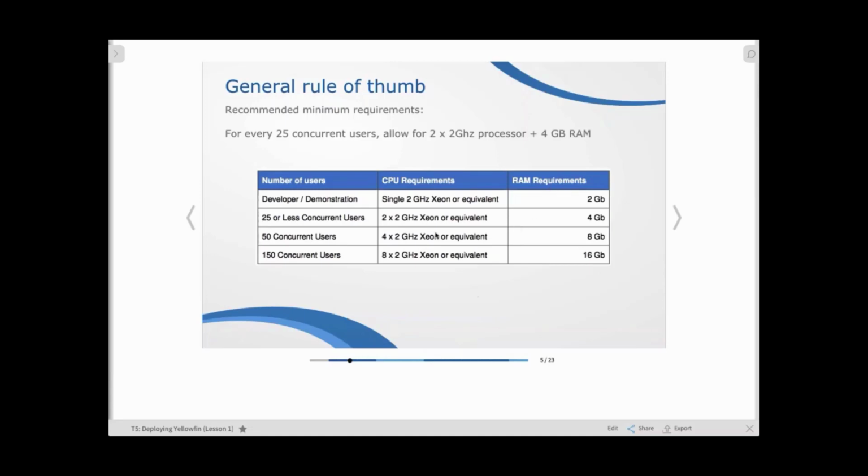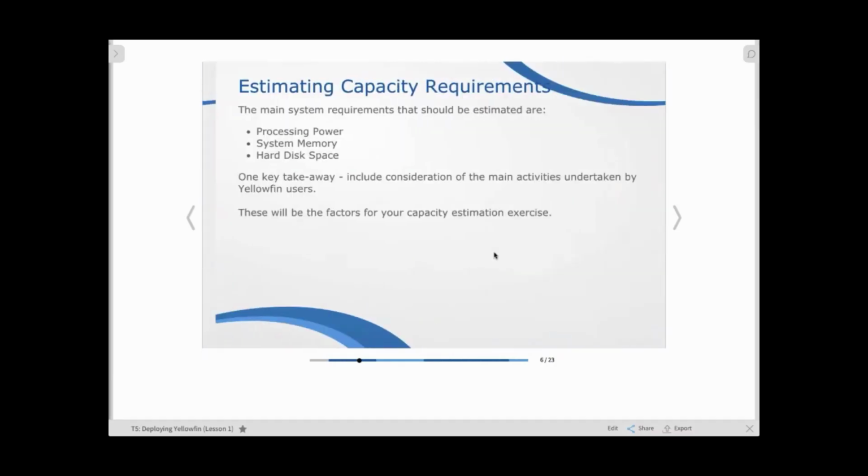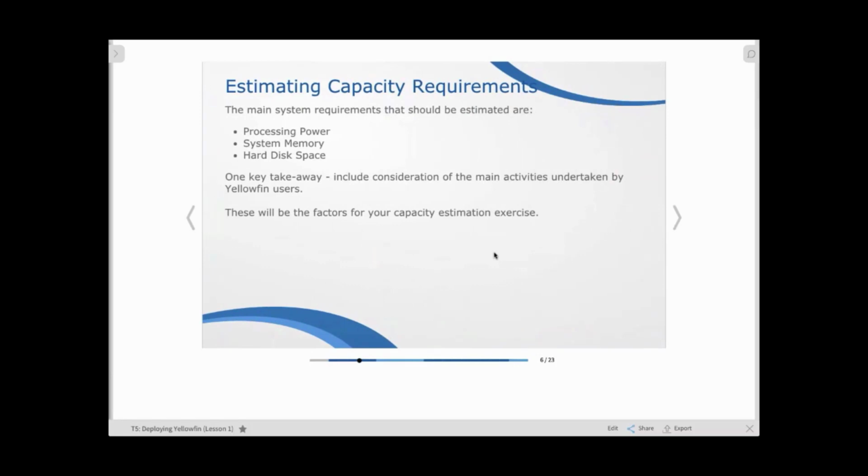So do try to refer to this as a rough guide as to how you need to build your hardware requirements for your Yellowfin instance. Now, there are also a few different things that you need to estimate in terms of capacity requirements. So there are actually 3 main system requirements that should be estimated, and the 3 are basically the processing power, system memory, and hard disk space.